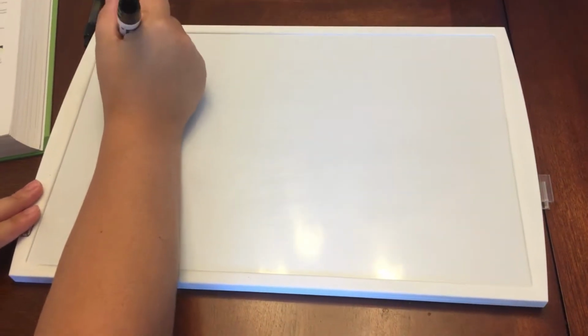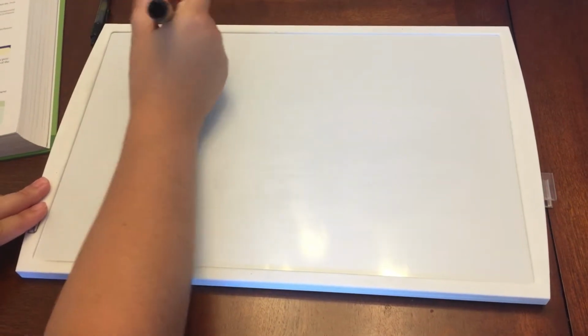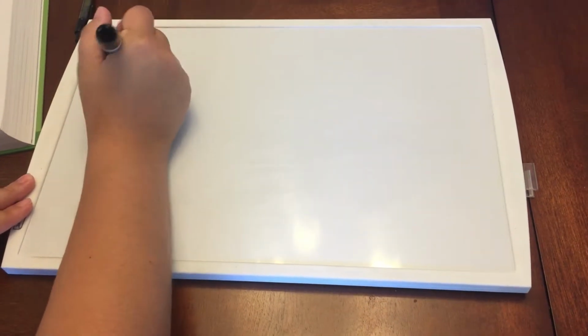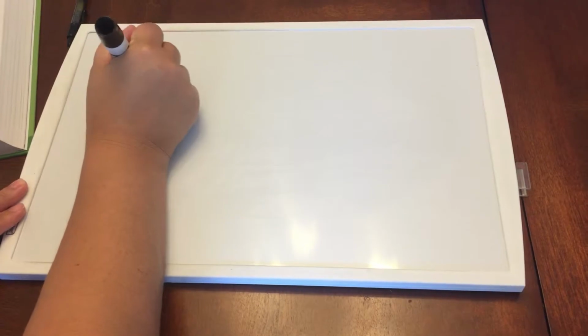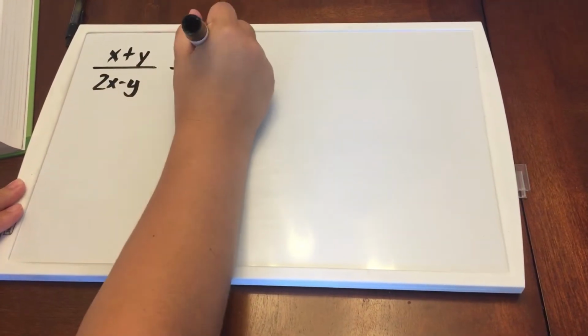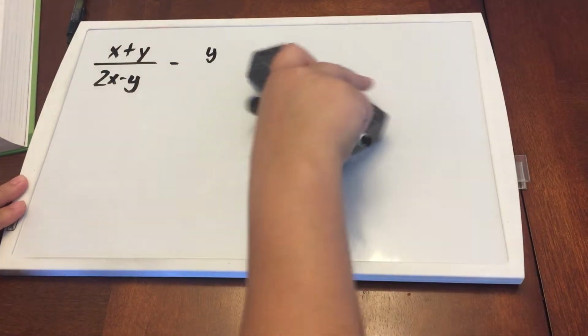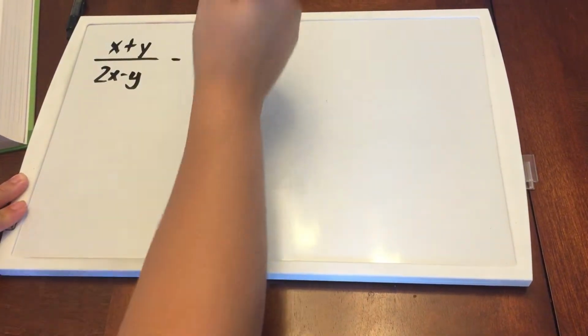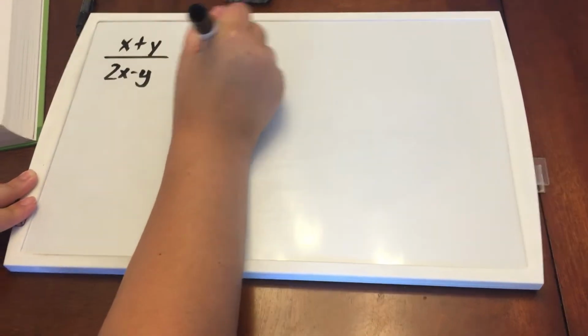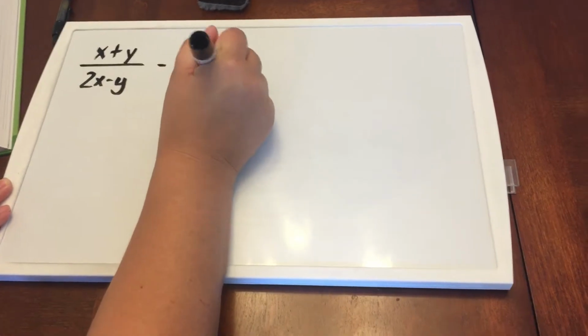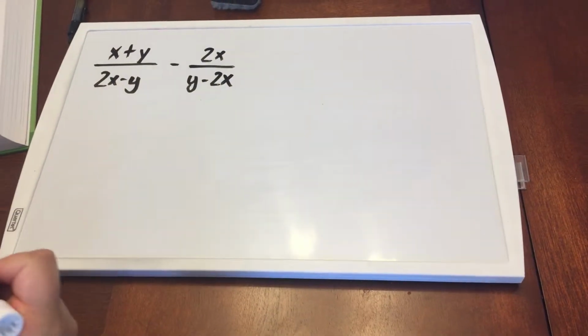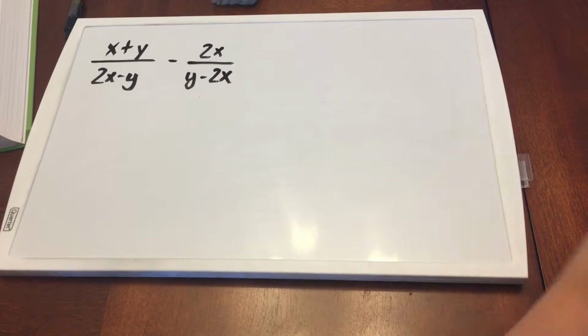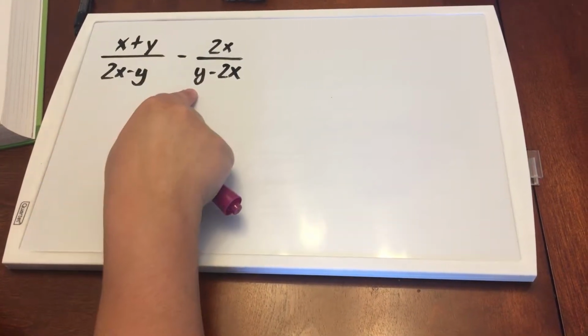You do them the same exact way, but you'll just do a different operation. So if you'll give me a few minutes to write this one down. So we've got (x + y) over (2x - y), minus 2x over (y - 2x). Now, the common mistake with this one is that everybody thinks that these two things are the same exact thing, but they're not.